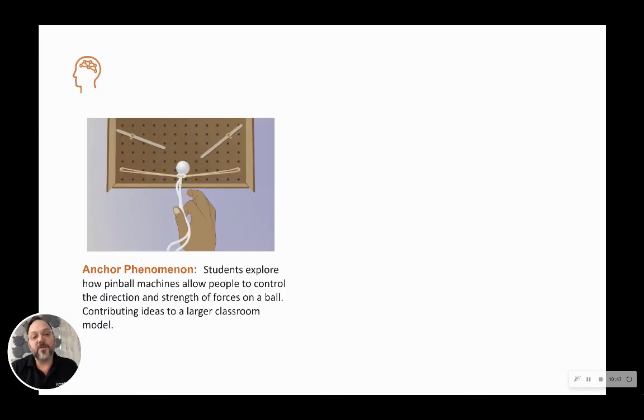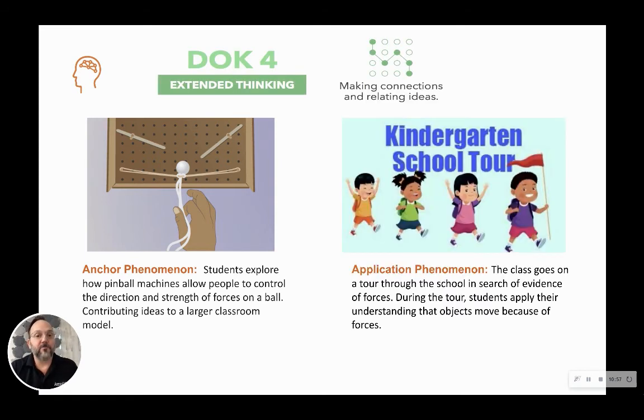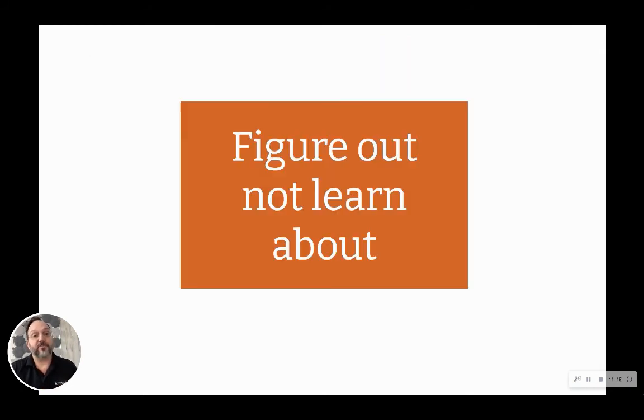And at the end of a unit, we twist things up on the students a little bit. So let's say they figure out this anchoring phenomenon about how to design a pinball machine, and they end up building a bigger version in their classroom model. Let's extend that thinking. And they're going to have an application phenomenon. So the class is going to go on an in-class school field trip, and they're going to gather evidence of other forces, and they're going to apply what they learned, whether they think that force was great or small, whether the object moved a lot or a little bit. And so they're going to take what they learned and apply it to a new situation, showing a true depth of understanding. So with Amplify Science, students really do figure out, not just learn about.